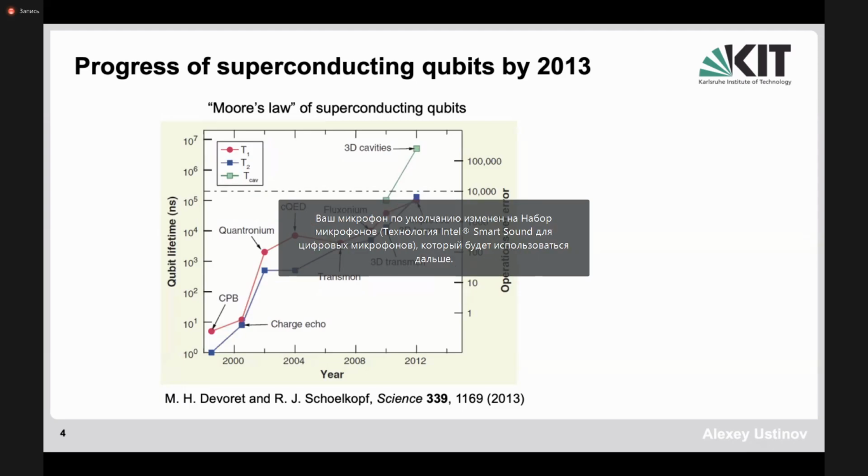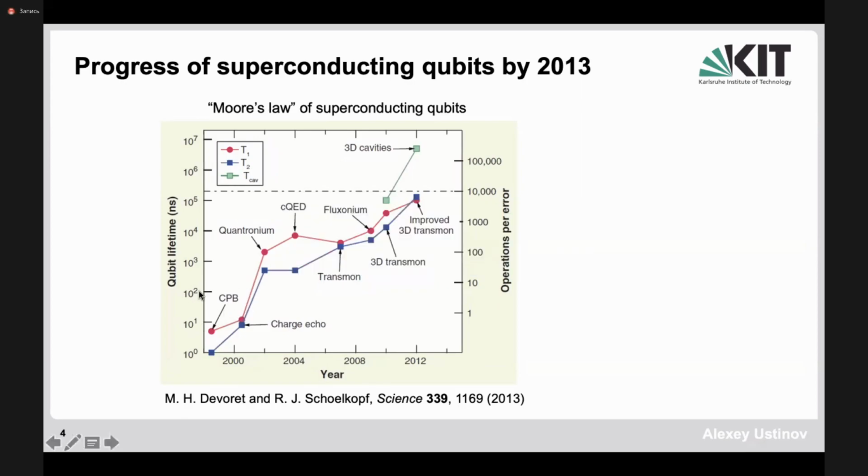And we discussed already various devices. We discussed the Cooper pair box, which is this CPB point here. We discussed the Quantronium device, where there was a double sweet point in charge and flux, which was a significant improvement. And then with the arrival of transmons, and then three-dimensional transmons, the coherence time was going up and up. And people even used to call this kind of Moore's law of superconducting qubits, so that the T1 time was actually increasing almost exponentially.